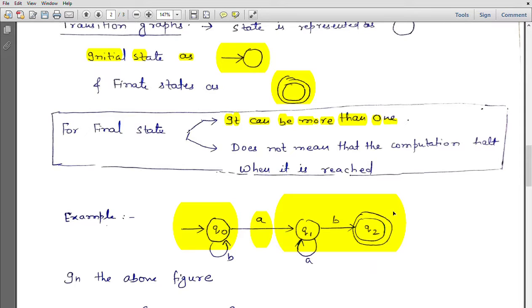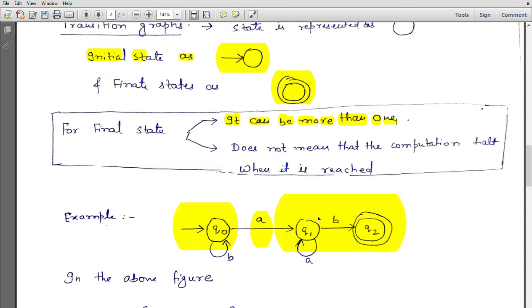There is only one single final state here, Q2. This is represented by the double circle, and the initial state Q0, on the left hand side we have an arrow. Suppose the string given is AB. So the machine will start from Q0, it will read A, it will go to Q1, then it will read B, and it will go to Q2, and Q2 is the final state. In this case, the string AB is accepted by this automata.